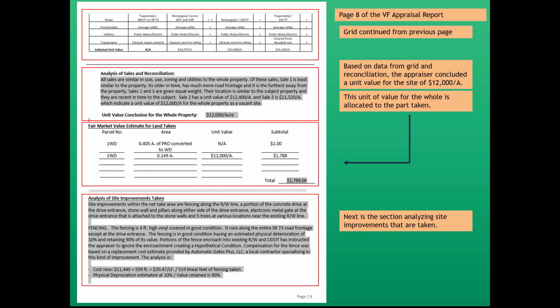And so the analysis is cost new was $11,440 divided by 559 feet, which gives us $20.47 per lineal foot. If you remember in one of the previous modules, the actual amount of fencing, though, was 519 feet, not 559 feet. So that 519 feet is multiplied by the $20.47 per lineal foot, and we multiplied that by 90%, which is the value retained by the fence.